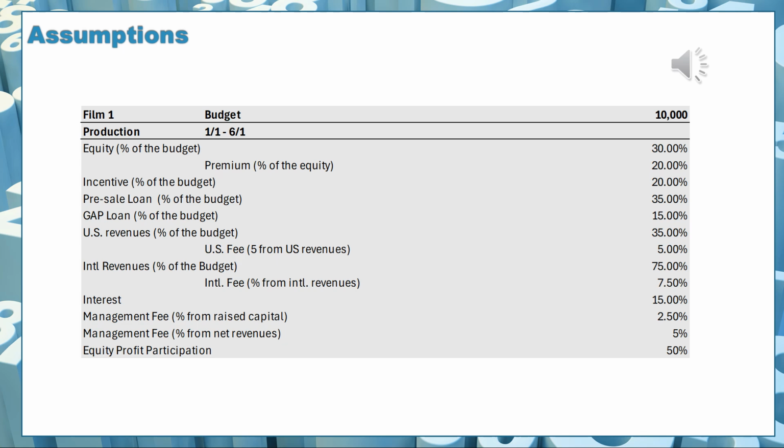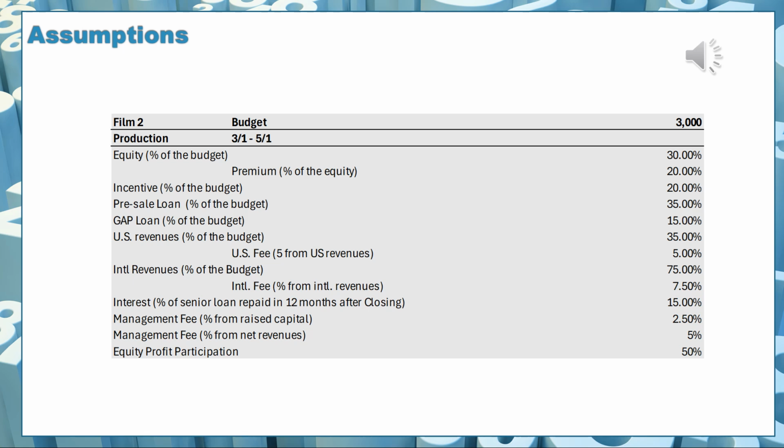The bank will charge us an interest of 15% for the loan. It's a one-year term, and our management fees are 2.5% of the capital raise, so that's the equity, and 5% of the net profits. We will then share with the equity investors our profit 50-50.